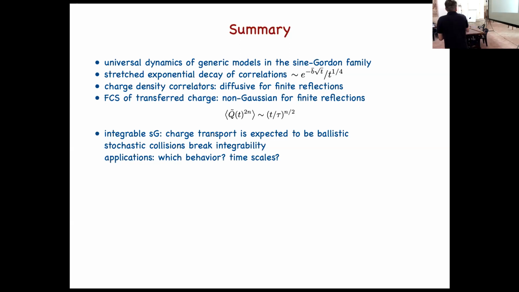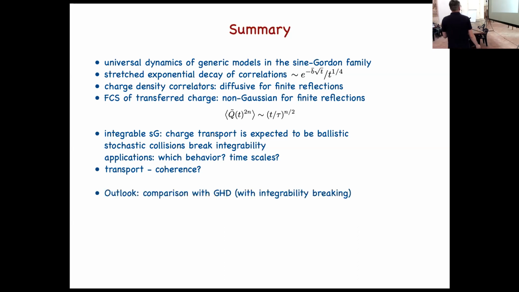And in concrete applications, it's a good question which behavior will manifest itself. This one that I just described, or maybe there are signs of the integrable dynamics. Maybe it's a matter of time scales as well. It's interesting to think about the intimate relation between the transport properties and the coherence of collision processes.